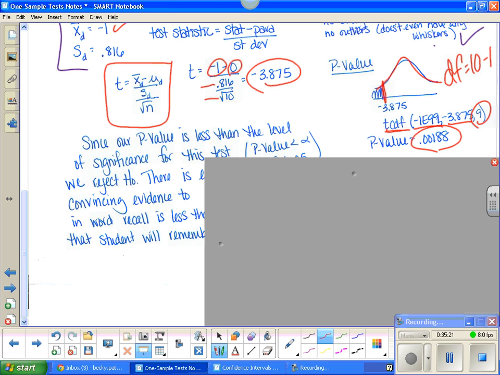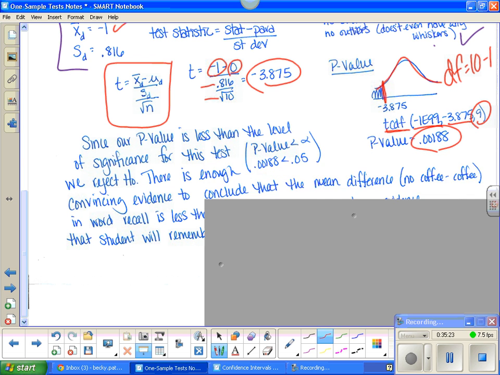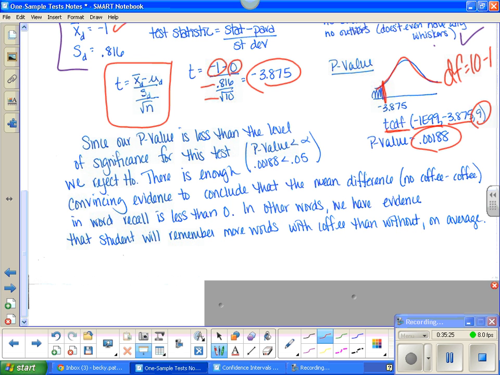Since our p-value is less than the level of significance for this test, we reject H sub 0. There is enough convincing evidence to conclude that the mean difference, defined what that was, in word recall is less than 0. In other words, and this is a make-sense kind of statement, we have evidence that students will remember more words with coffee than without on average. It is statistically significant.